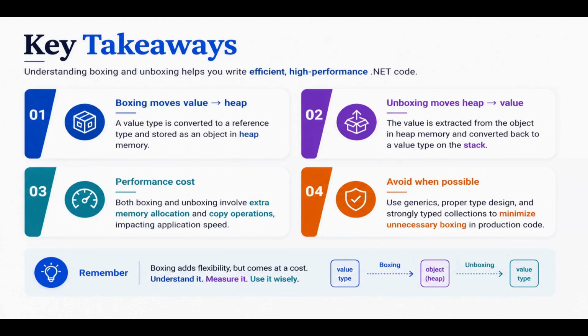Now here is the important part. These operations are useful, but they are not free. Every time boxing happens, a new object is created in memory, and every time unboxing happens, the value is copied back. So there is extra memory usage and extra work happening behind the scenes. So if this happens again and again, especially inside loops or frequently running code, it can make your program slower.